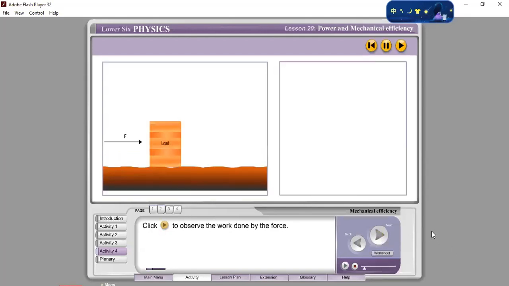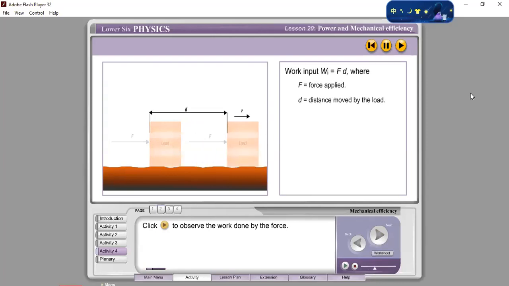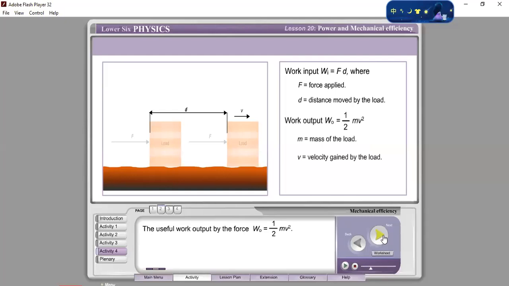Click the play button to observe the work done by the force. The work done by the force is the work input Wi, which equals Fd, where F is the force applied and d is the distance moved by the load. The useful work output by the force Wo equals half mv squared, where m equals mass of the load, v equals velocity gained by the load.